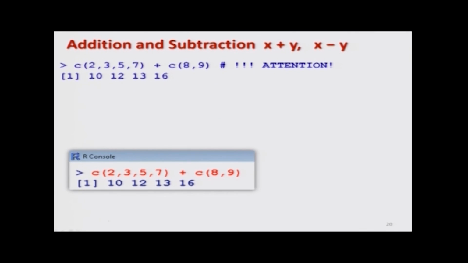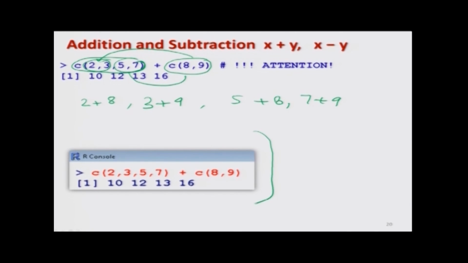So, now I am trying to take another example where I have a vector of 4 elements and I am trying to add another vector of 2 elements. So, what is really happening is that these 2 elements are being added to these 2 elements, and these 2 elements are again added to the next elements. So, practically we get 2 plus 8, 3 plus 9, and again I get 5 plus 8 and 7 plus 9, and this is the outcome that we are getting over here, and this is the screenshot, right.